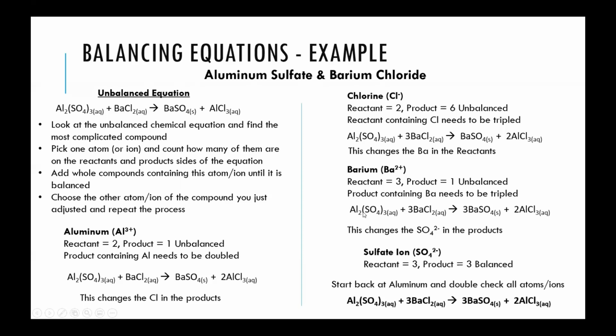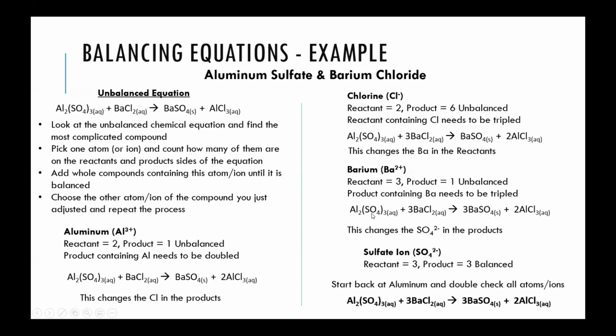Starting with the aluminum, there are 2 aluminums on this side and 2 aluminums on this side, so that checks out. Moving on to the chlorine, there are 6 chlorines on the reactant side, 6 chlorines on the product side, so that checks out. There are 3 bariums in the reactants, 3 bariums on the products, so that checks out.